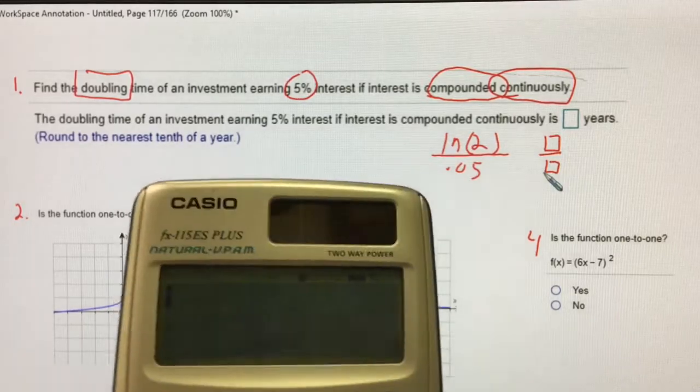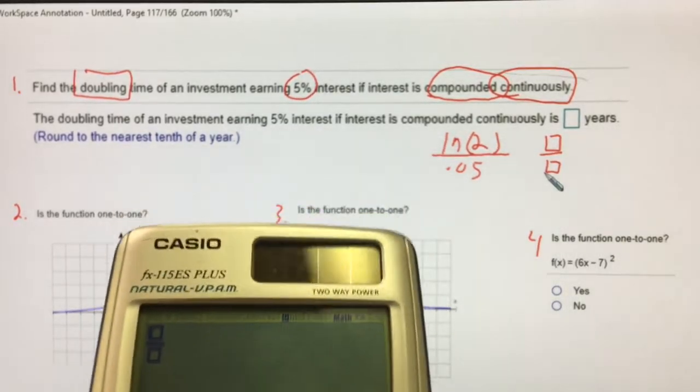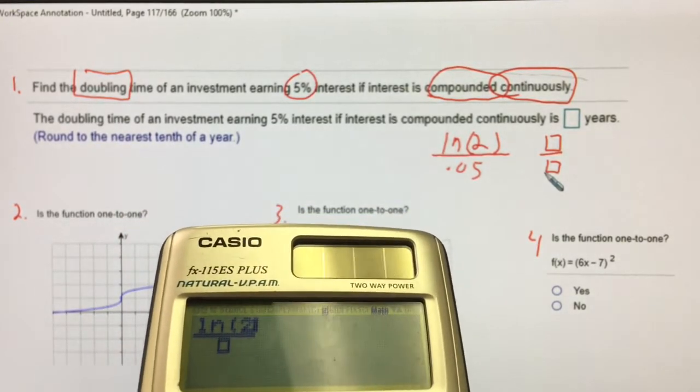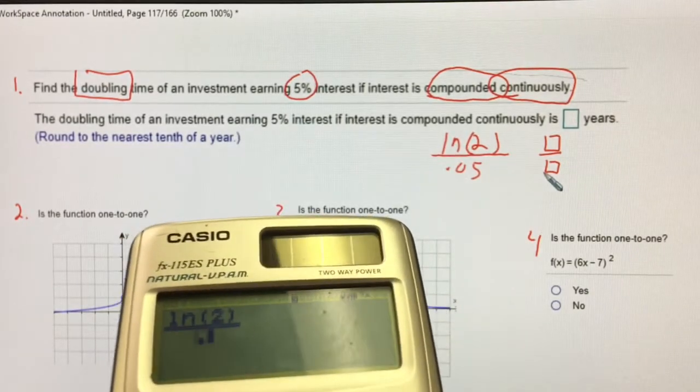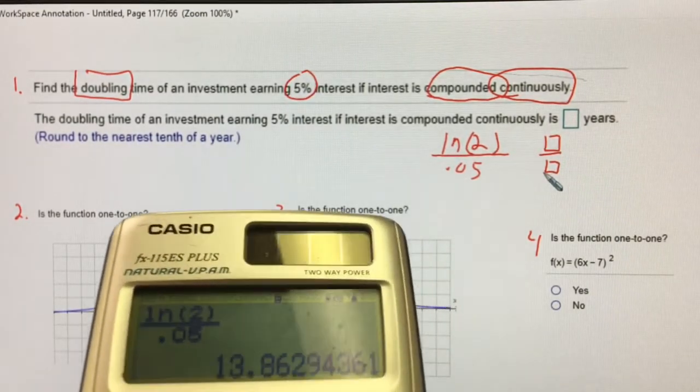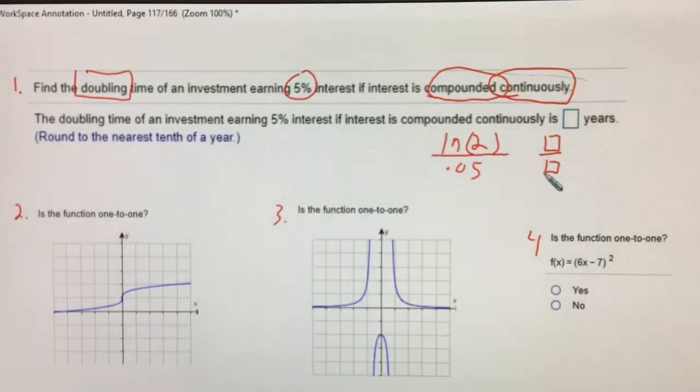So it doesn't matter what mode you're in. Mode 1 is just good enough. So I hit the box over box key. I hit the ln button of 2 for double. You've got to close the parentheses, down arrow, and then the 0.05 decimal, and that's going to give me, to the nearest tenth of a year, 13.9.